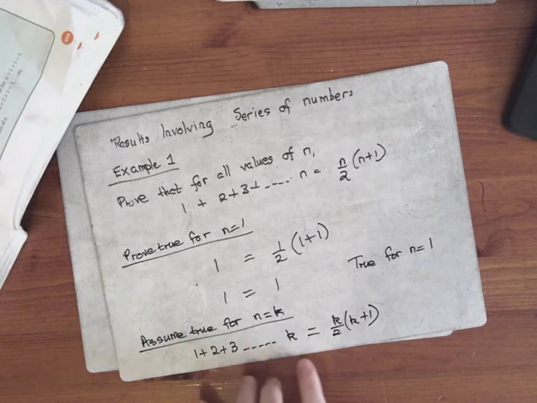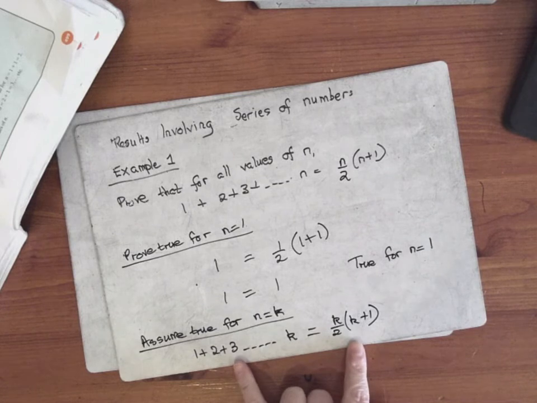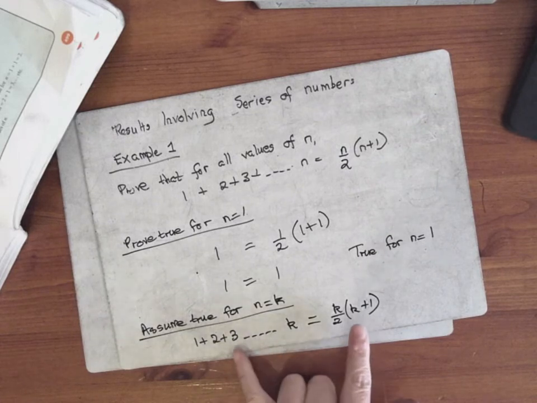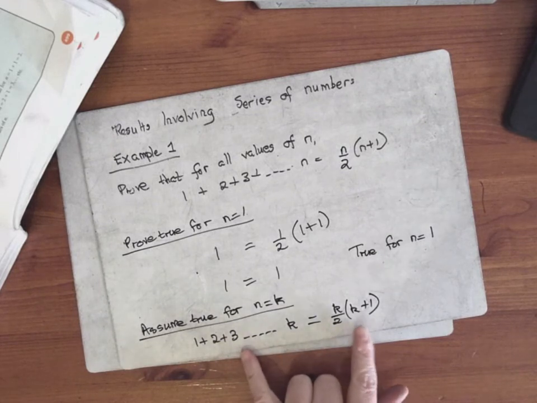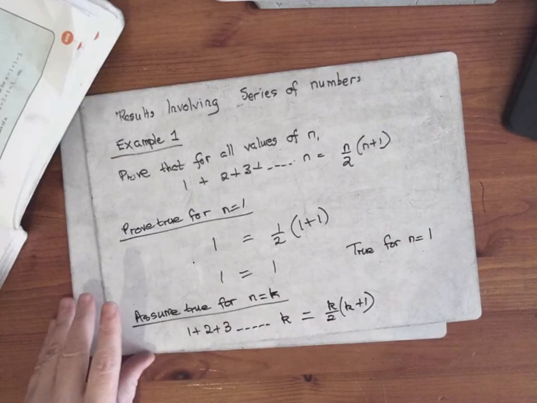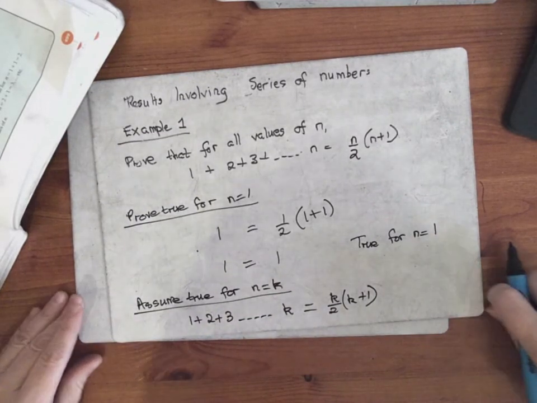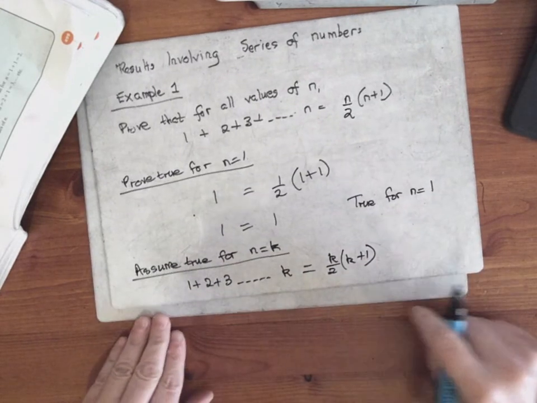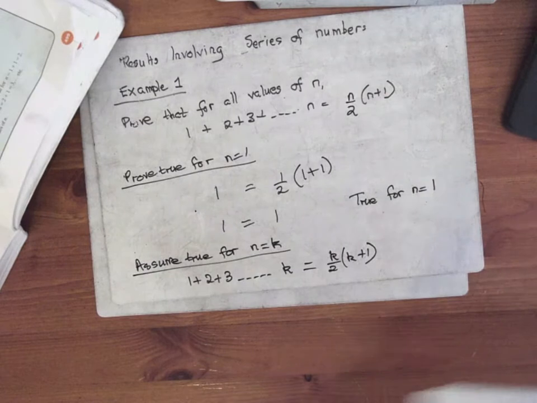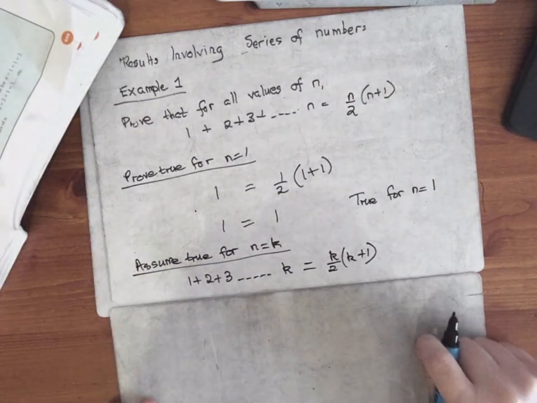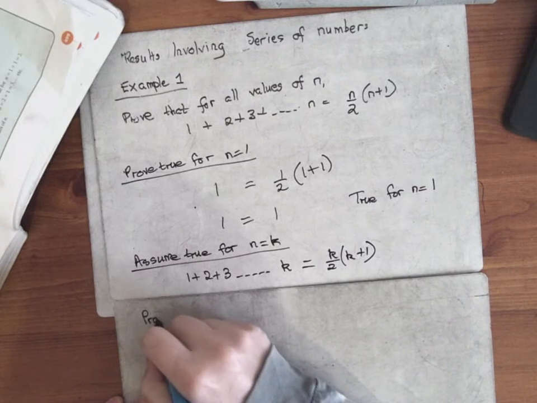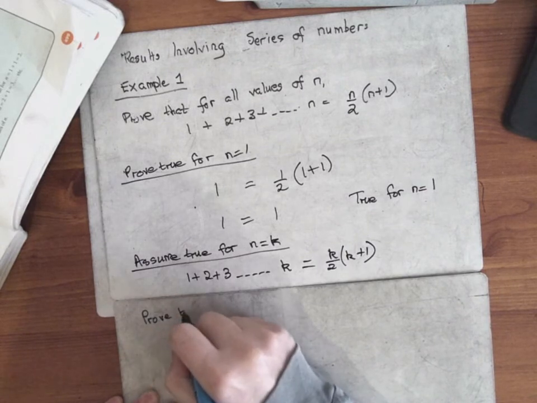As far as I'm concerned, that statement is true. When I get to my proof, that's going to be the first line of the proof. I've assumed this is true, so I'm taking it as true from now on. When you're doing a proof, you always start with a true statement. Then I need to prove it's true for n equals k plus 1. So the next step is prove it's true for n equals k plus 1.